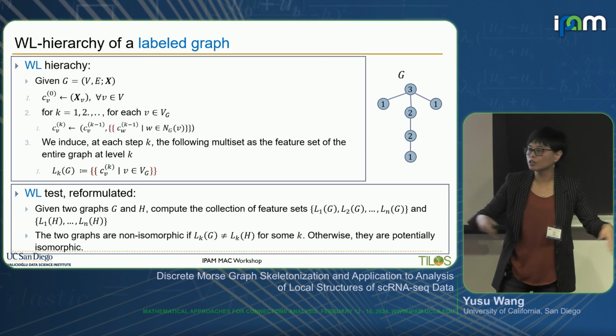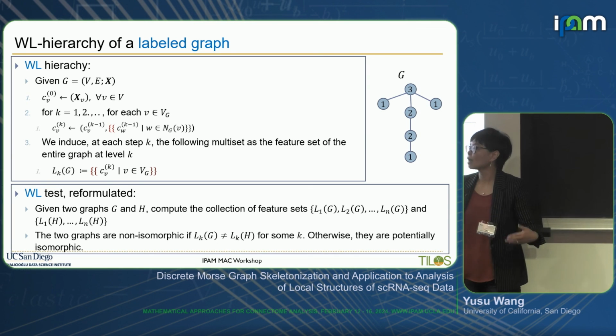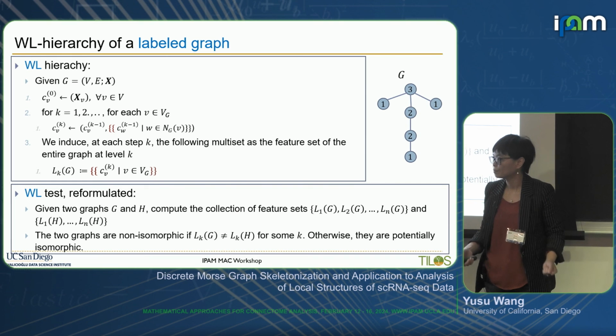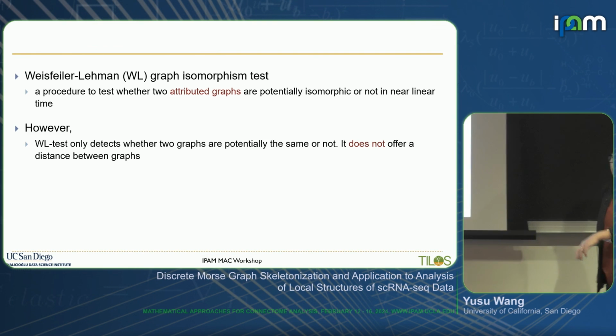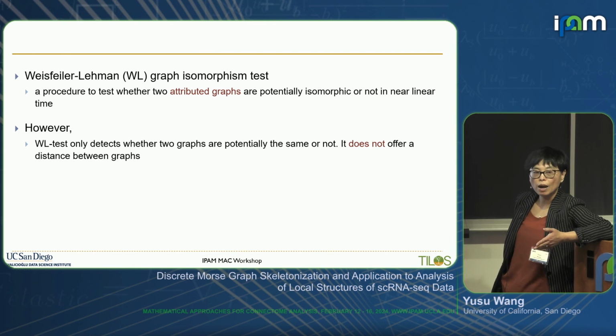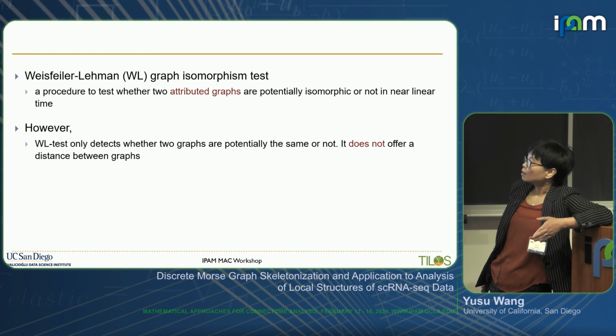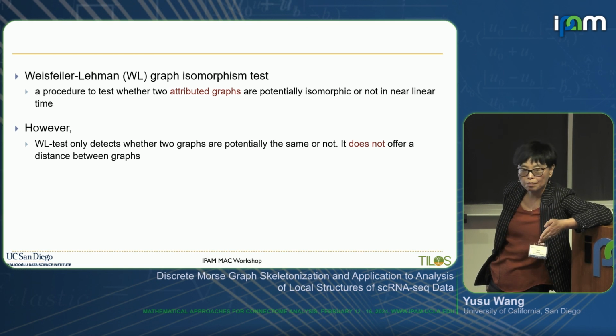If any scale is different, they are not the same. If they're all the same, I cannot tell. They're potentially isomorphic. Okay? All right. And this is only telling whether the two graphs are the same or not. But we want to compare them. We want to have a distance measure.